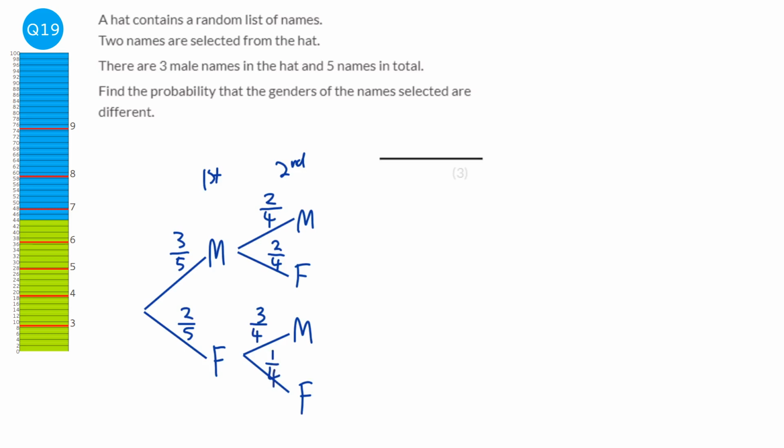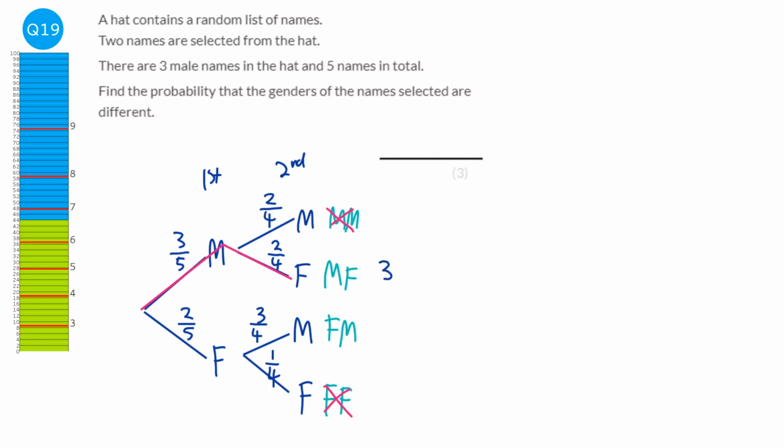Okay, we're looking for the probability that the genders of the names are different. So looking at the outcomes, the outcome here would be male-male. That's not what we're interested in. Here would be male-female, we are interested in. Female-male, we are interested in. And female-female, we're not interested in. So we're not interested in these ones. And the way that tree diagrams work is as you go along the tree, any fractions you go across, you multiply together to find the outcome.